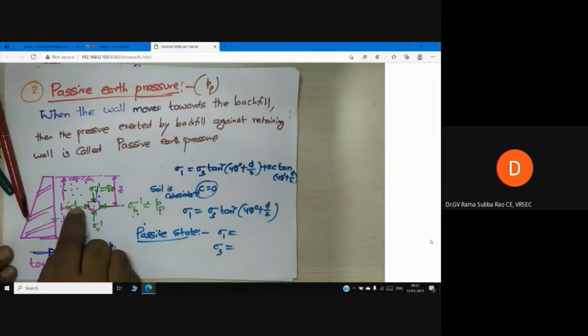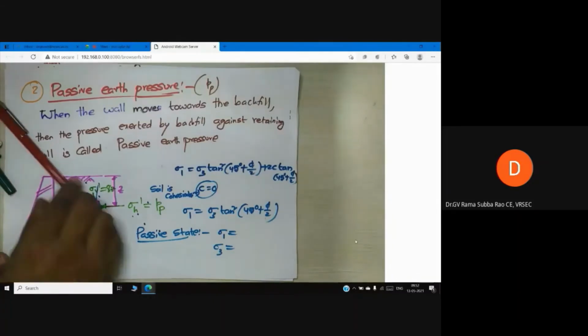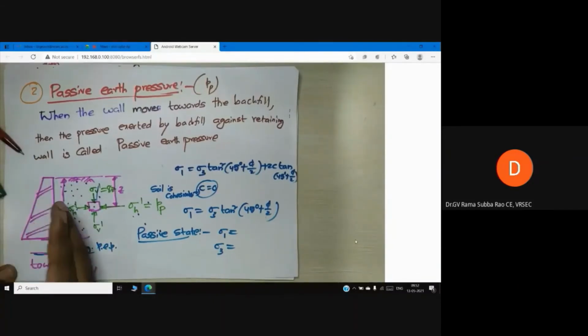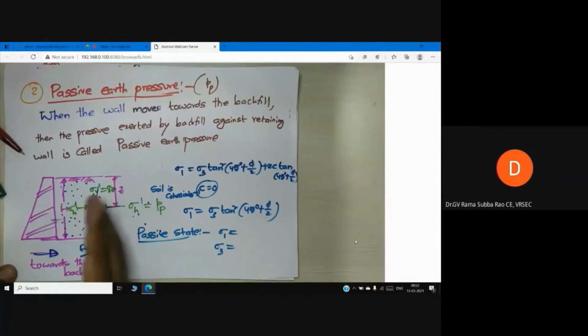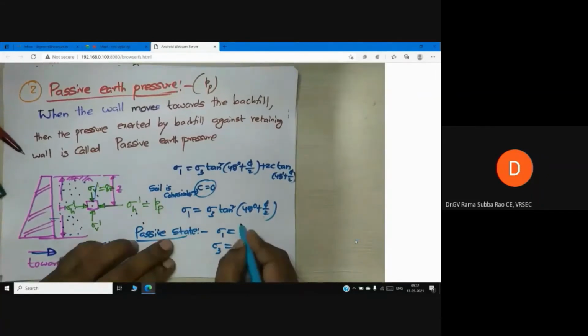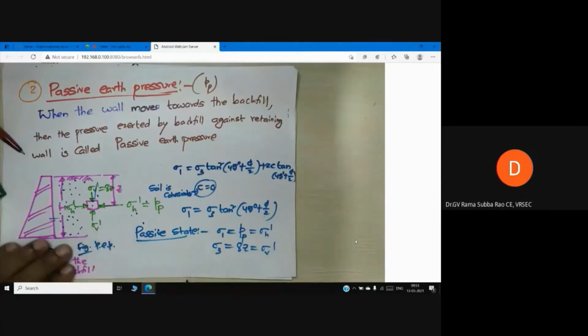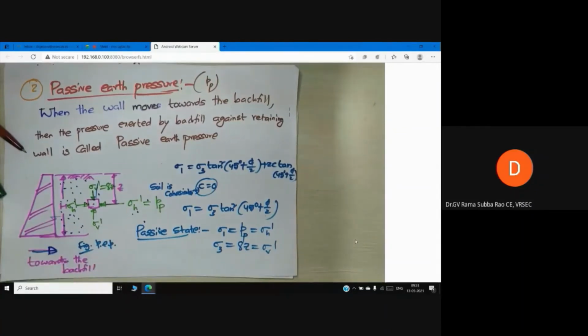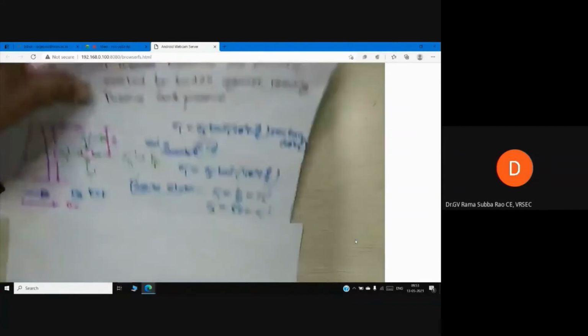So the stress is going to be increased in horizontal direction when the wall is moving towards the backfill. The stress is increasing in horizontal direction, predominantly in the passive earth pressure direction. So sigma 1 is PP, sigma 3 is gamma z. So sigma H, sigma V. Now let us work it out. I'm taking a new paper because this paper may not be sufficient for me.